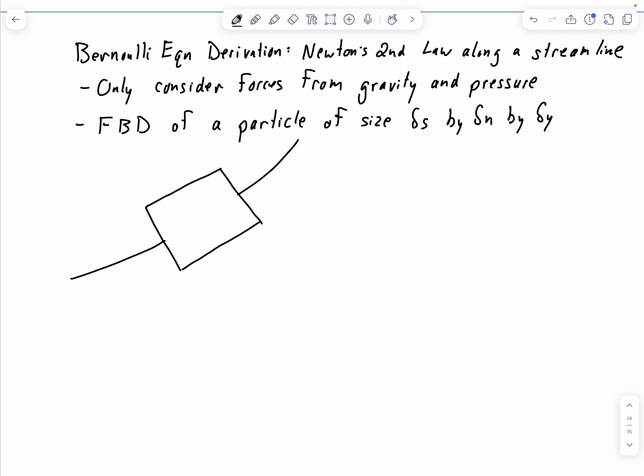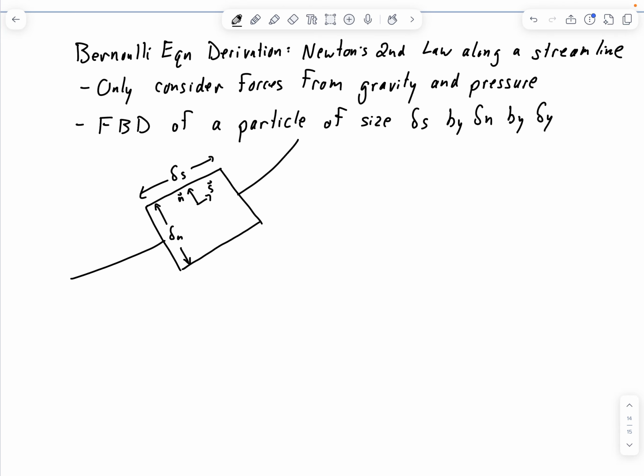So, as we said before, this particle has dimensions of delta S by delta N by delta Y going into the page. So this is our fluid particle that we're doing a free body diagram of. I'll also make note that we have our coordinate system here, which is that we have S along the streamline and N normal to the streamline.